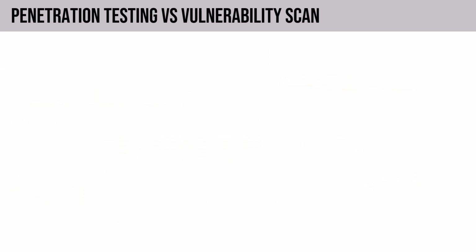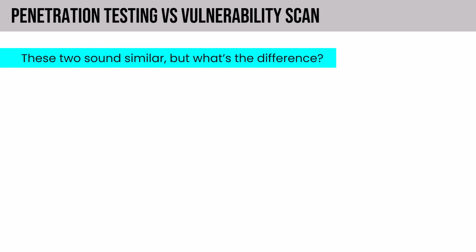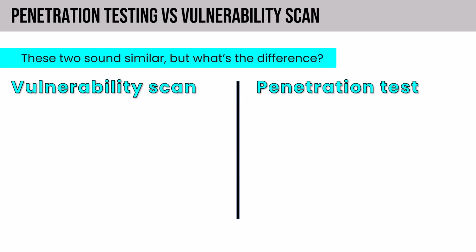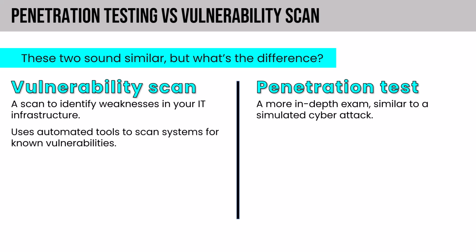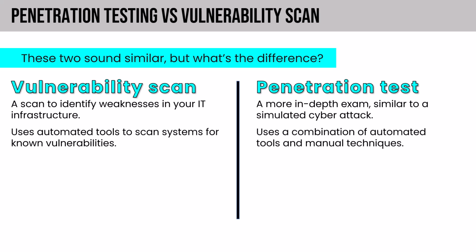Now, let's talk for a minute about penetration testing versus vulnerability scanning. These two sound pretty similar, but what's the difference exactly? I just want to lay their characteristics out for you side by side here. A vulnerability scan is a scan to identify weaknesses in your IT infrastructure. A penetration test is a more in-depth exam, similar to a simulated cyber attack. A vulnerability scan uses automated tools to scan systems for known vulnerabilities. A penetration test uses a combination of automated tools and manual techniques.